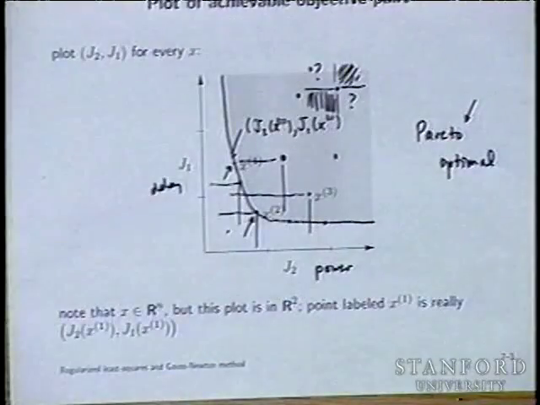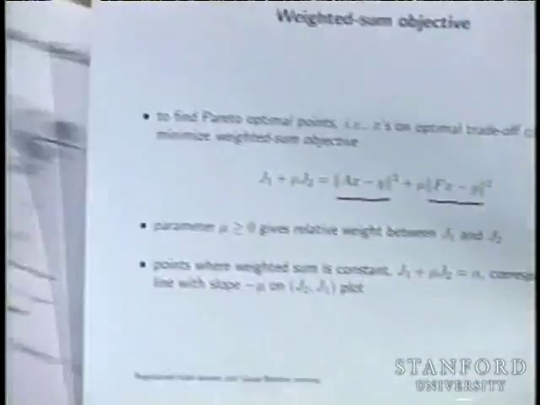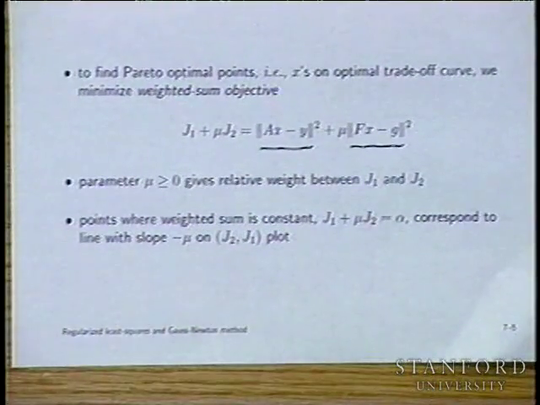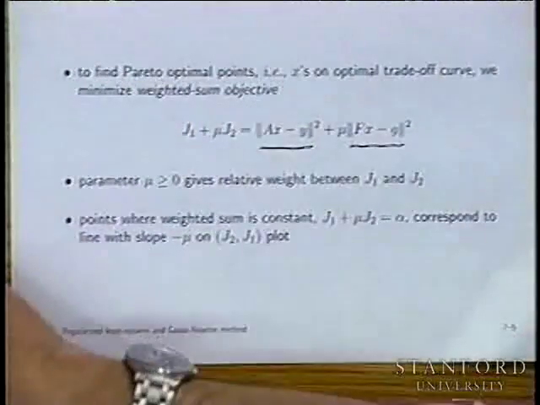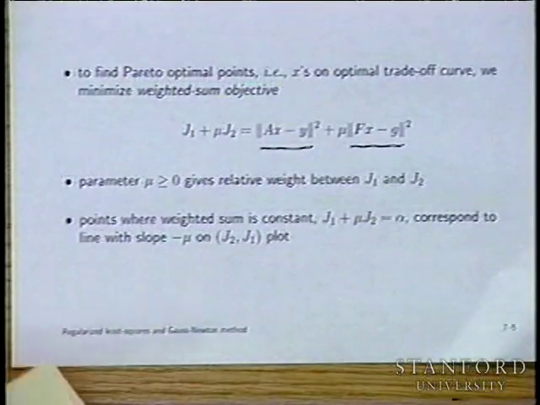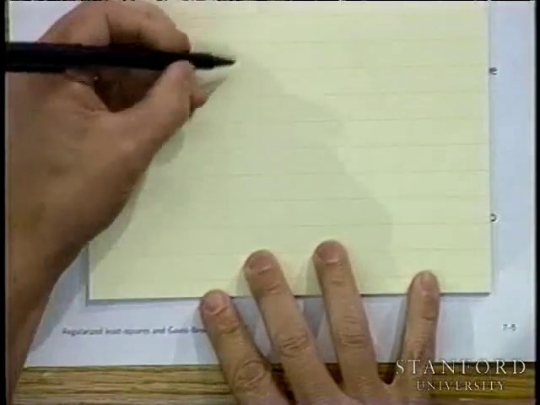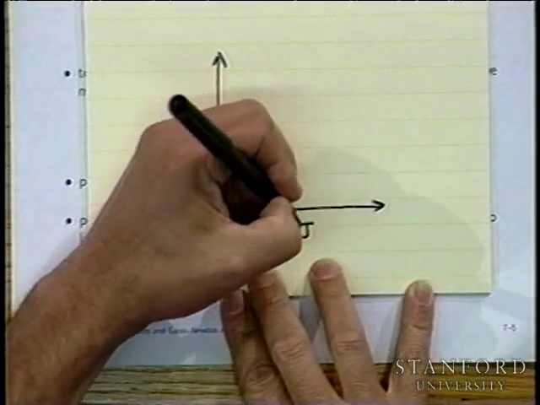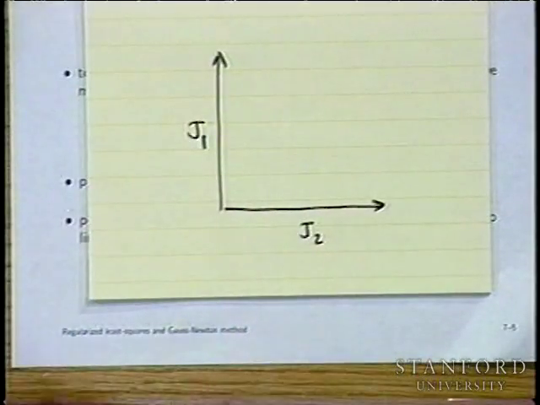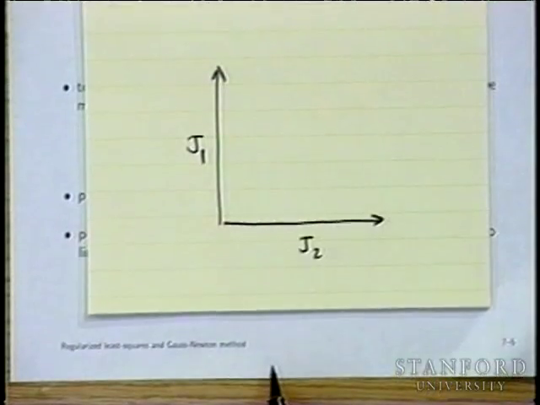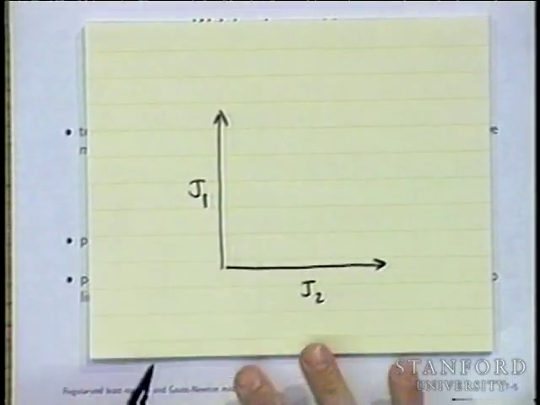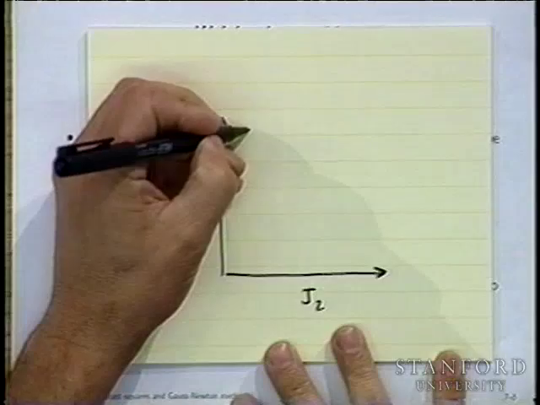Now there's a very common method to find points on that curve, and it works something like this. Actually, before we even do that, I want to talk about what the curve might look like qualitatively. So let's actually talk about that. And let me try to do this consistently. I'll draw my first objective there and my second here. Okay? So this is what it looks like. That trade-off curve can have lots of different looks. So I'm going to draw a couple of them. One would be something like this.